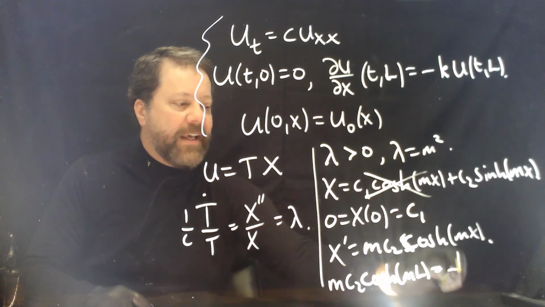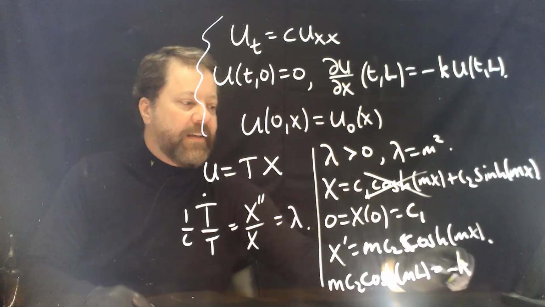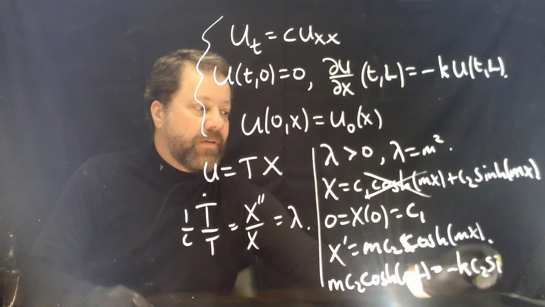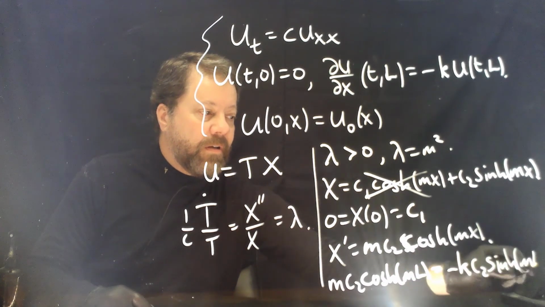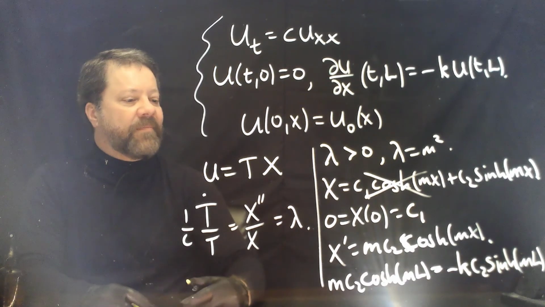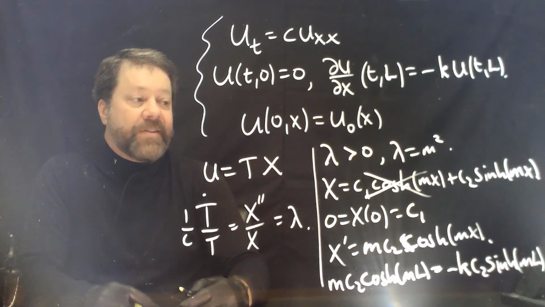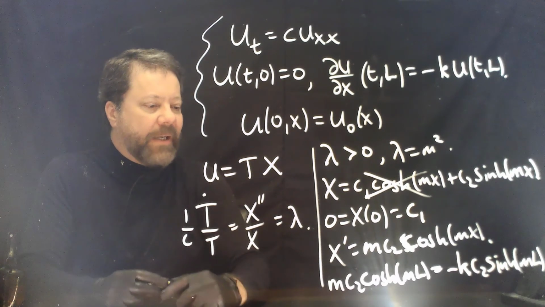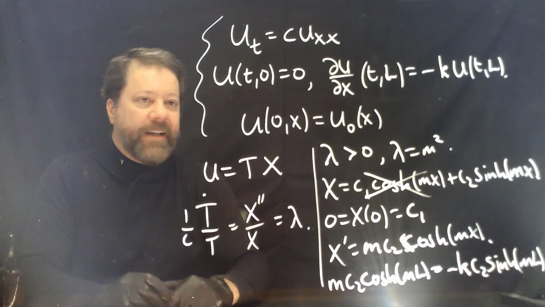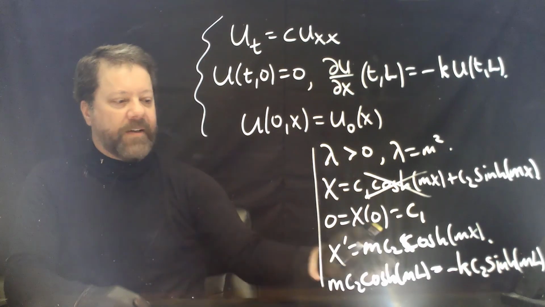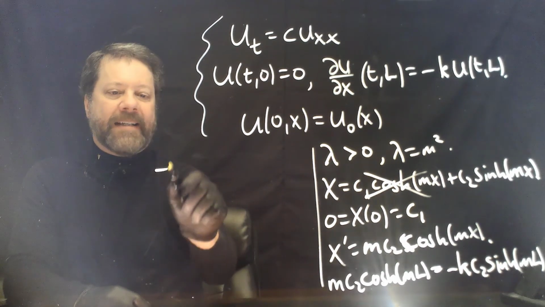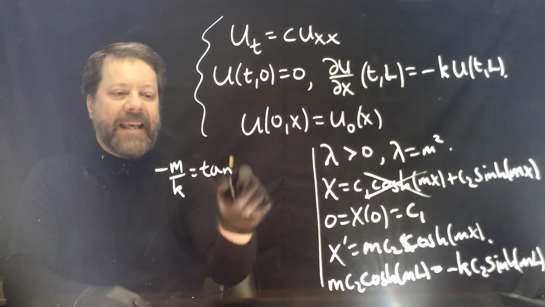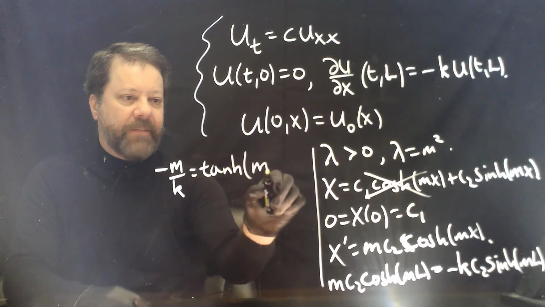equals minus k, and then c2 sinh of ml. You can see that either c2 is 0, or we'll have some complicated relation involving m and l. The complicated relationship will be minus m over k equals the hyperbolic tangent of ml.